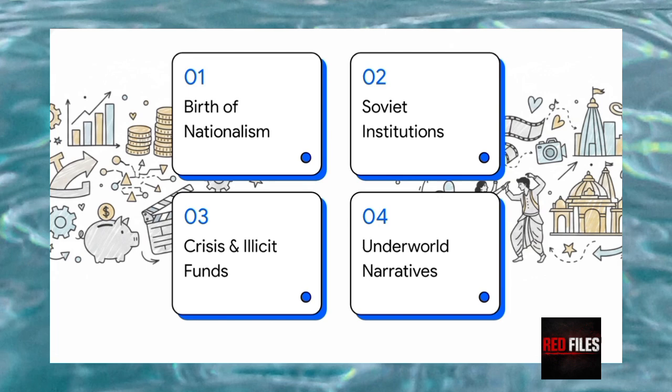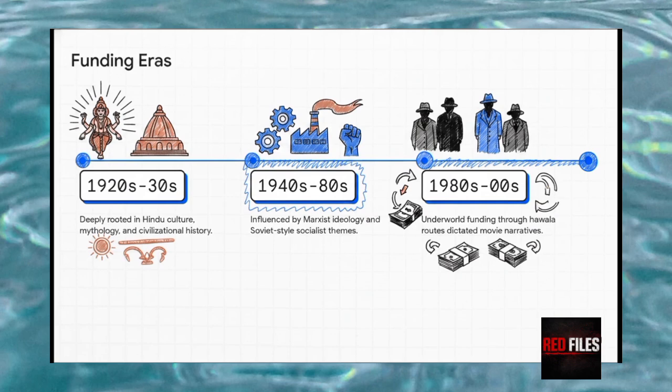First, we'll look at the birth of cinematic nationalism. Second, the Soviet institutional era. Third, the crisis and illicit funding. And finally, underworld control and narratives. You can think of this timeline as the structural backbone of our explainer today.